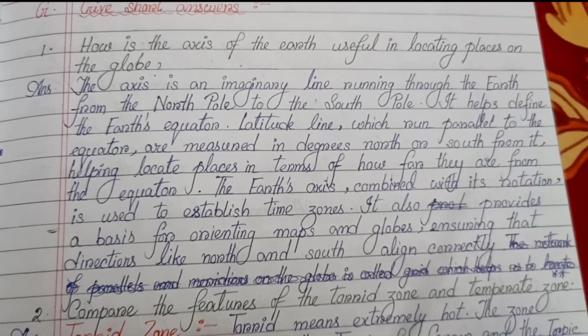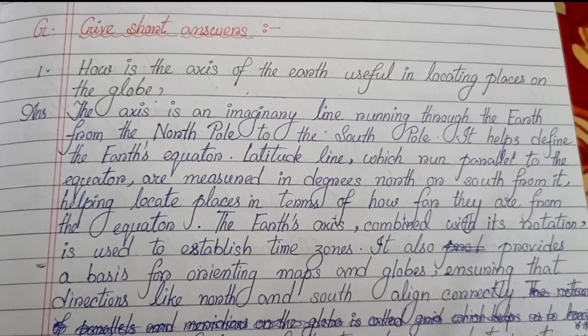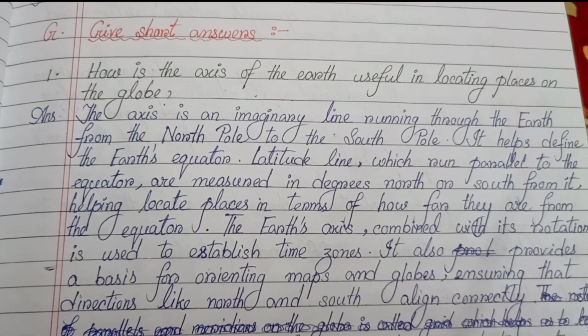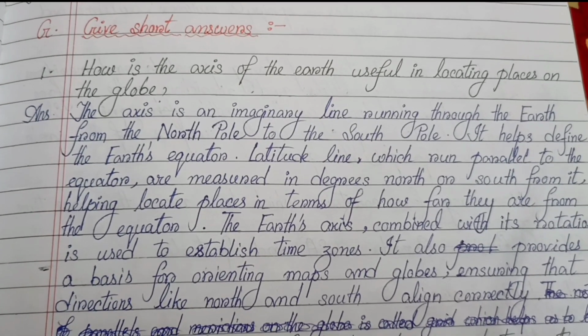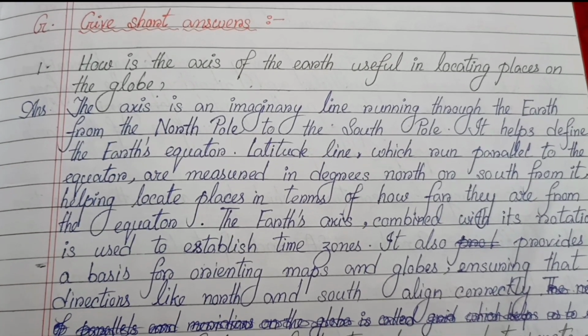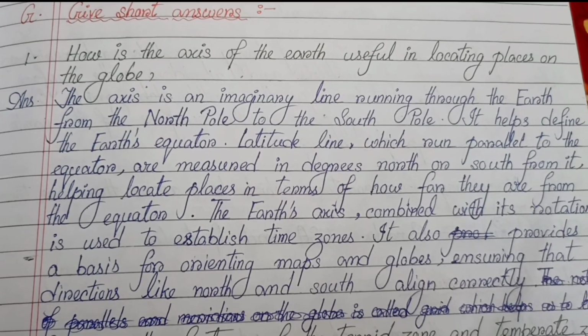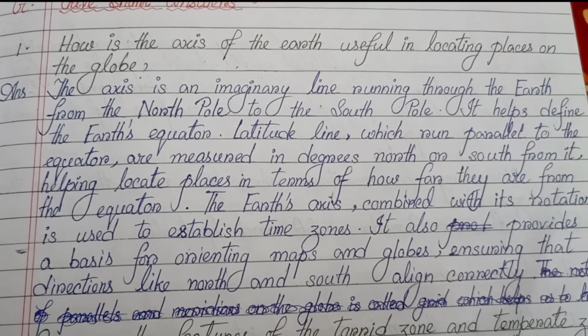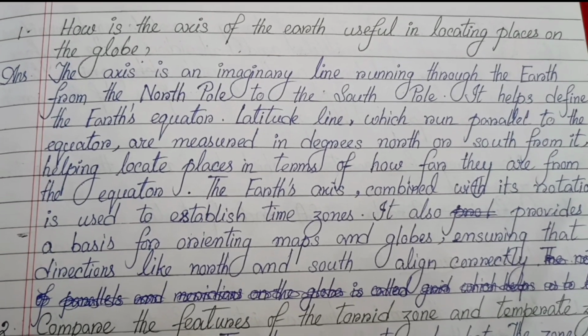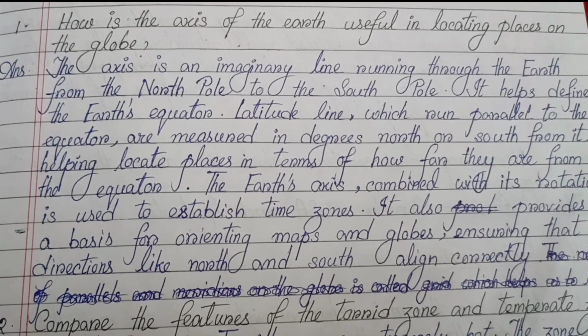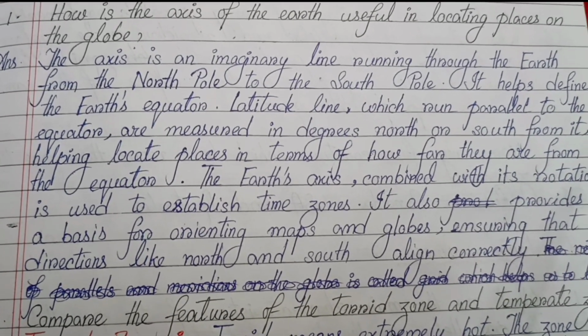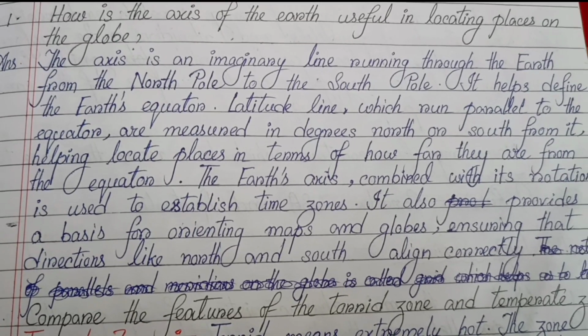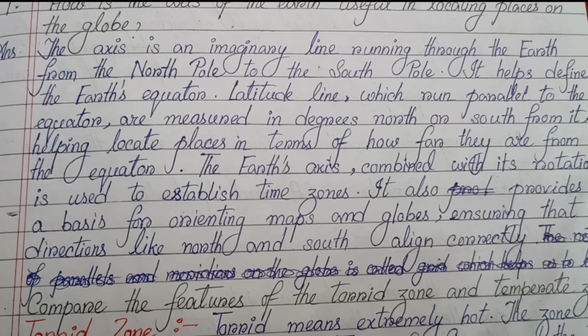Number G, give short answers. Number 1, how is the axis of the earth useful in locating places on the globe? The axis is an imaginary line running through the earth from the North Pole to South Pole. It helps define the earth's equator. Latitude lines which run parallel to the equator are measured in degree north or south from it, helping locate places in terms of how far they are from the equator.